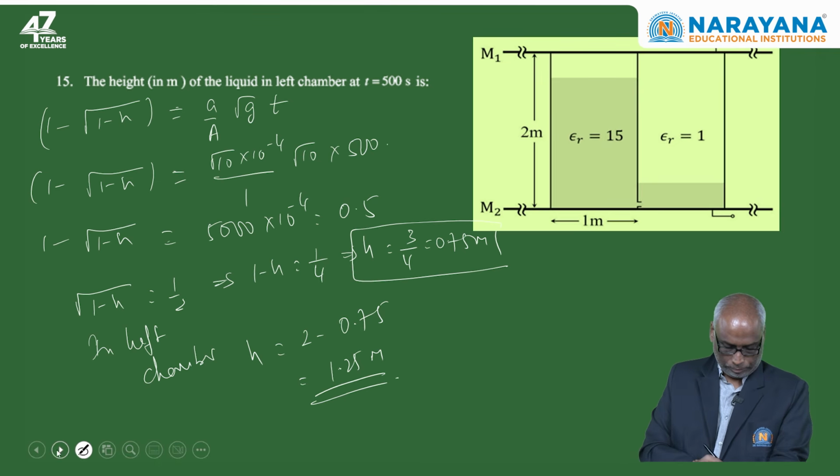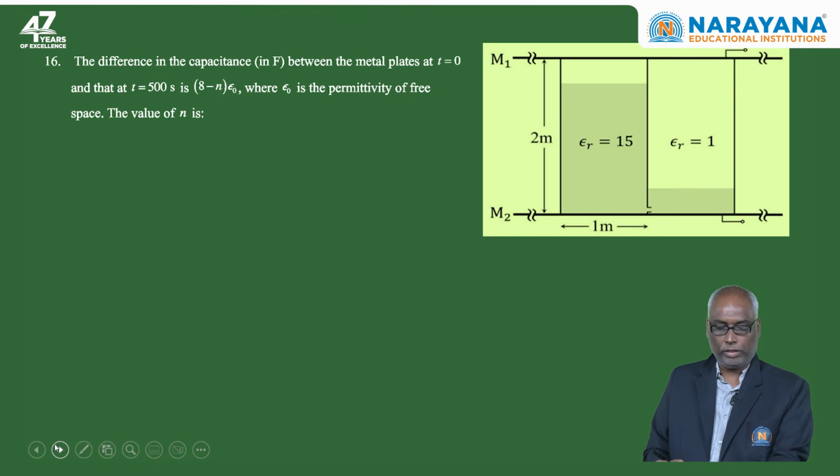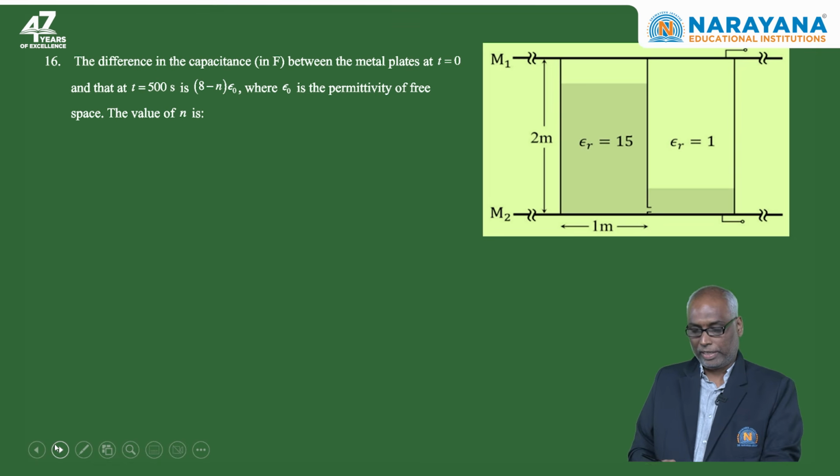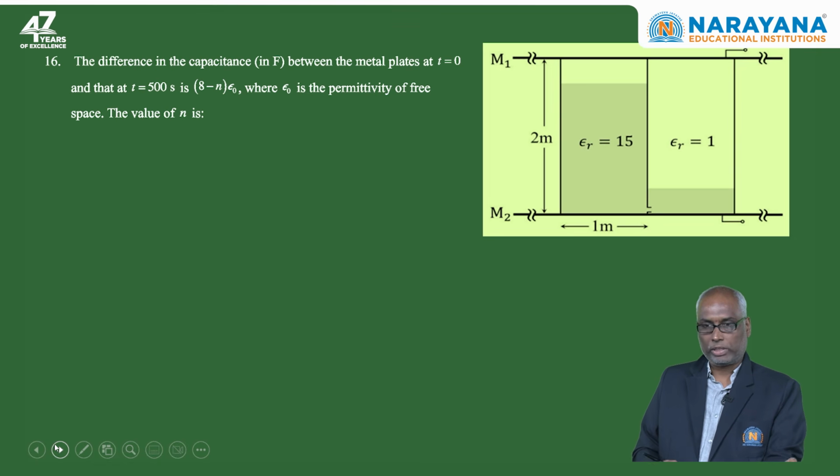Question number 16. The difference in capacitance between the metal plates at t equal to 0 and t equal to 500 seconds is 8 minus n epsilon naught. Here epsilon naught is the permittivity of free space, the value of n is a dash. So, how do you find this? There are three parts which we can consider. One is the part outside the two chambers, which has some initial capacitance that won't change. Only the capacitance inside the chambers will change.